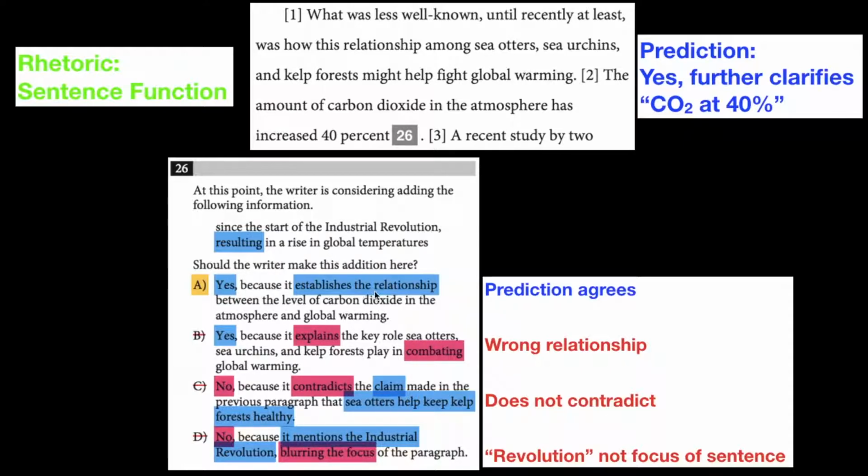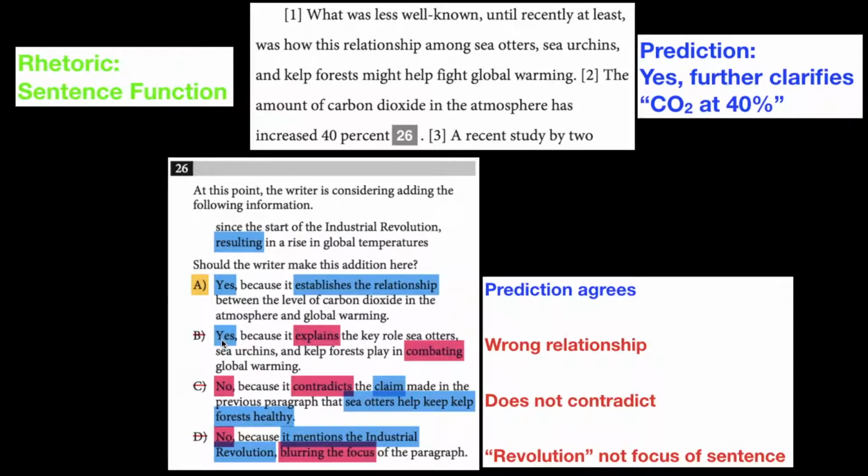Yes, because it establishes the relationship between carbon dioxide and atmosphere global warming. It really heightens the importance of this. You might think, who cares about these otters? But all of a sudden, when it talks about global warming, we all might have a stake in what happens to these otters.